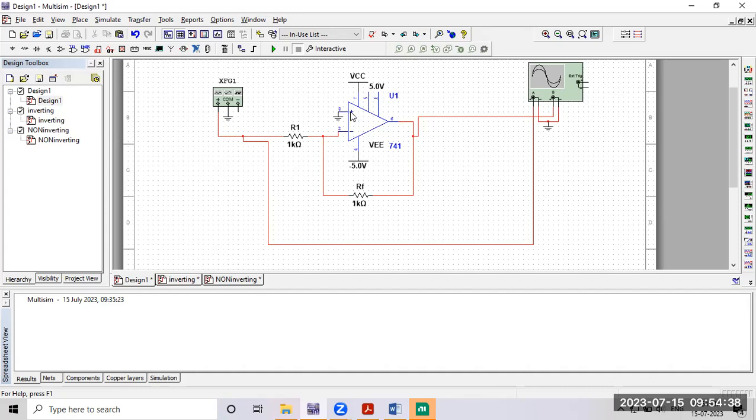3 is nothing but the non-inverting terminal. 2 is nothing but the inverting terminal. 7 is nothing but plus VCC. 4 is nothing but minus VEE. 6 is nothing but the output terminal.